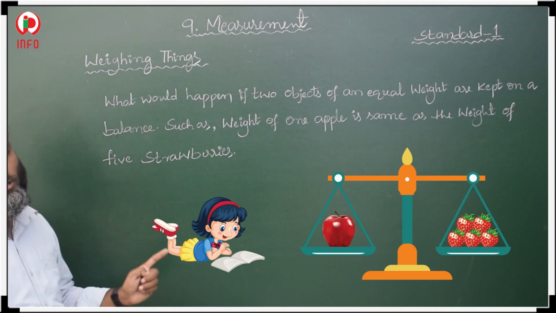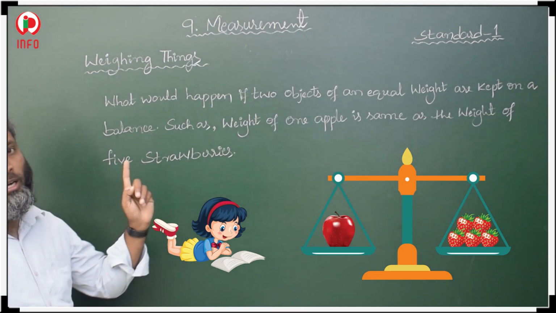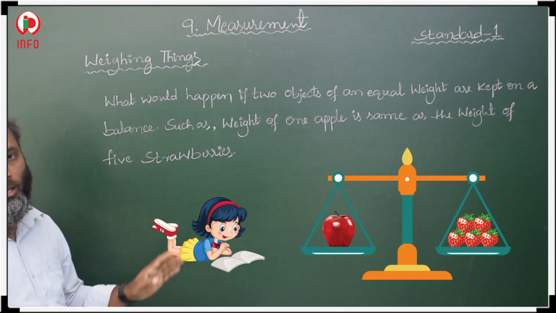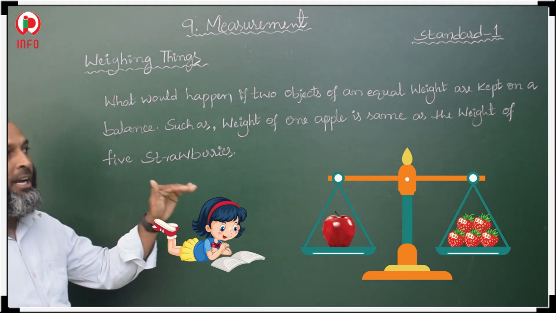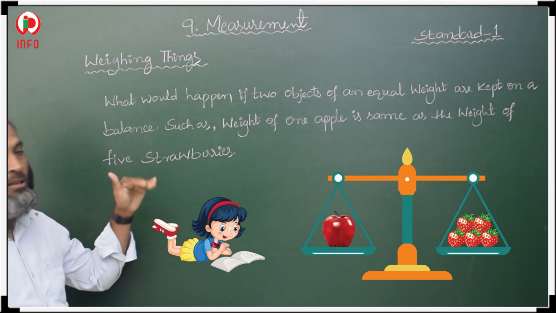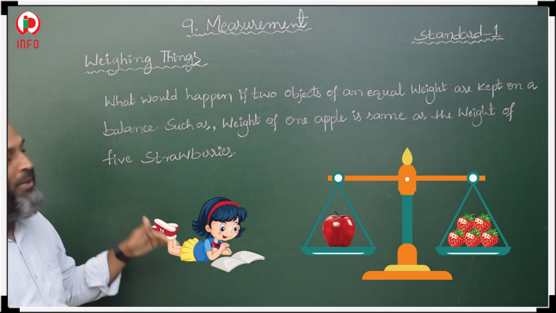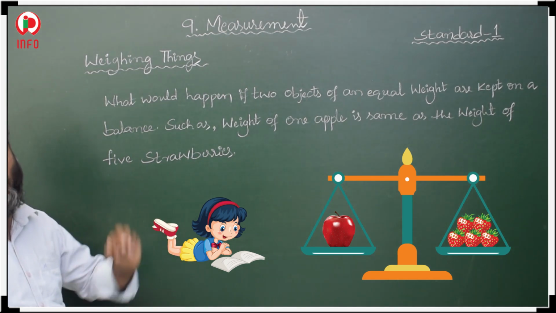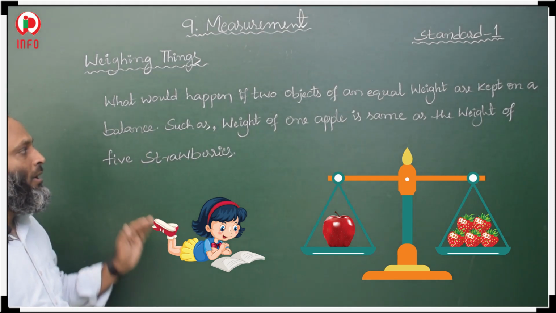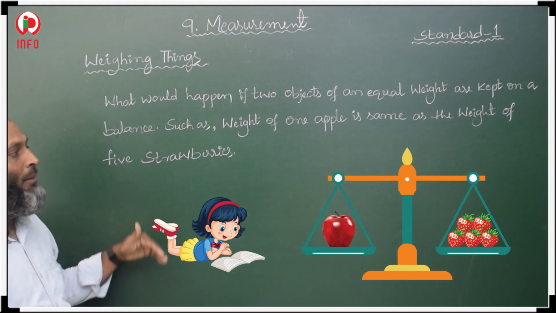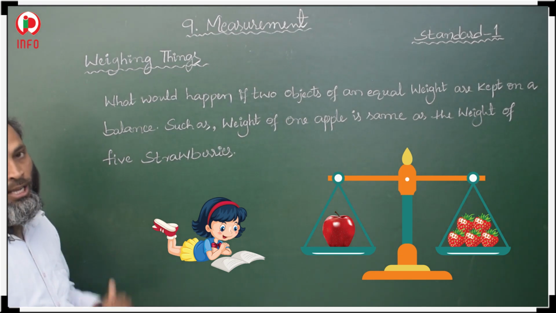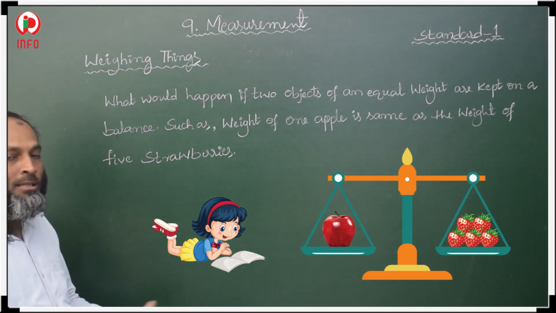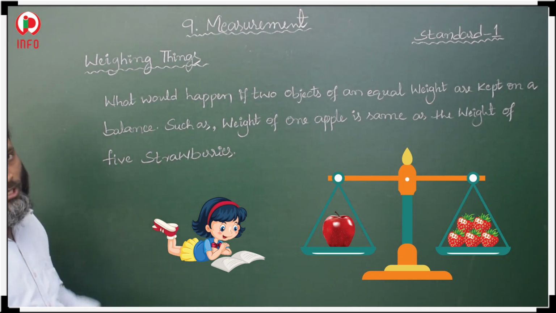See here, before also, one watermelon and 8 mangoes were there. So the watermelon weight and the 8 mangoes weight were the same. There also the two pans are on the same level. Why? The weight of the watermelon is equal to the 8 mangoes weight. Here also, he is asking, what happened if the two weights are equal in the two pans? The pans are on the same level.